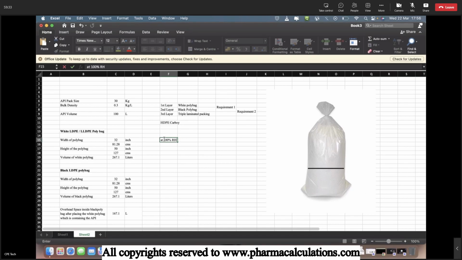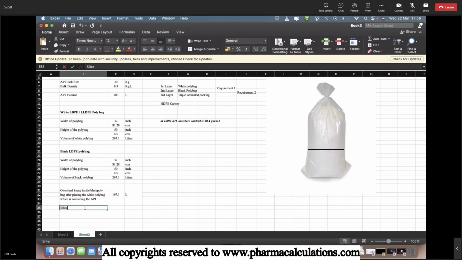At 100% RH, the moisture content is 30.4 gram per meter cube, and I am going to consider this as the worst case. And now I will be calculating the silica gel required.